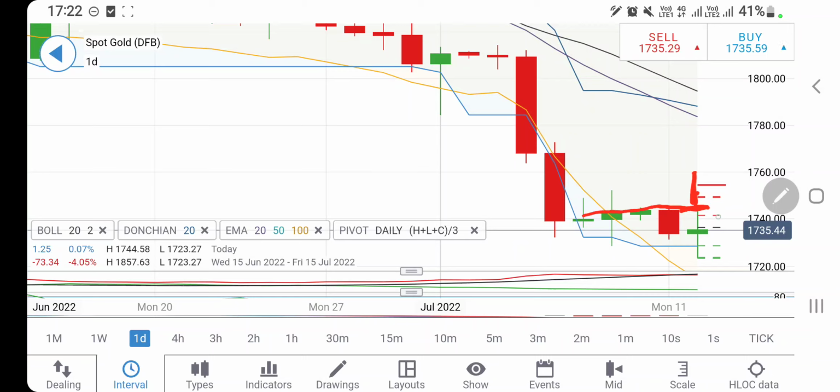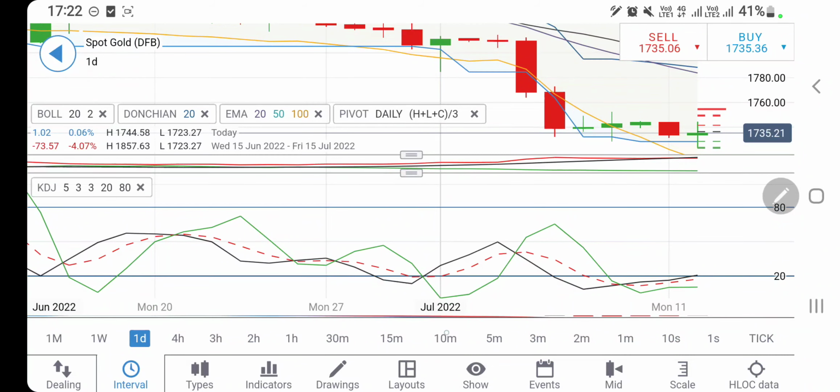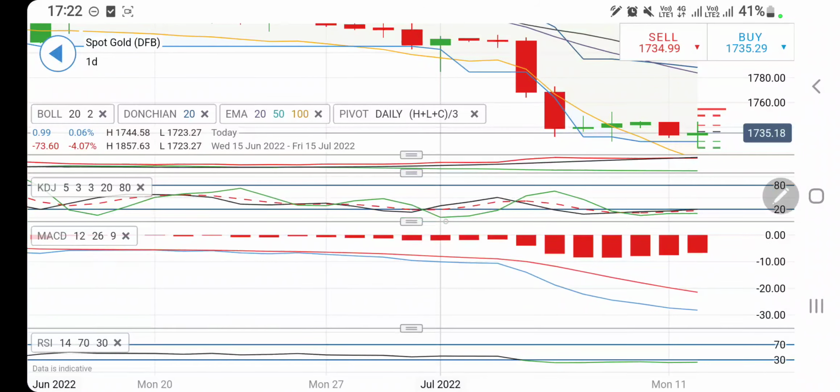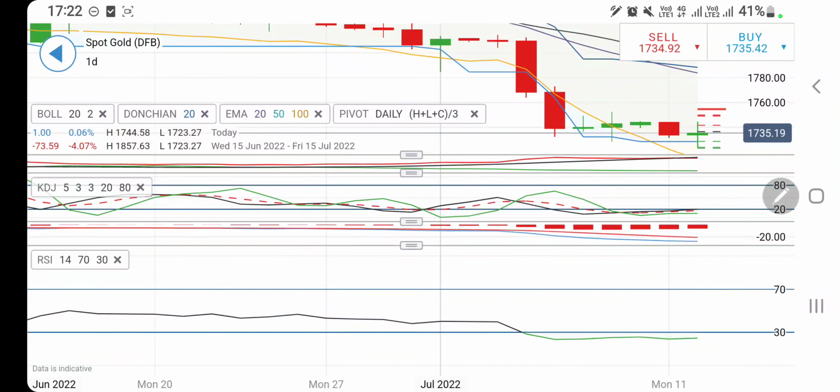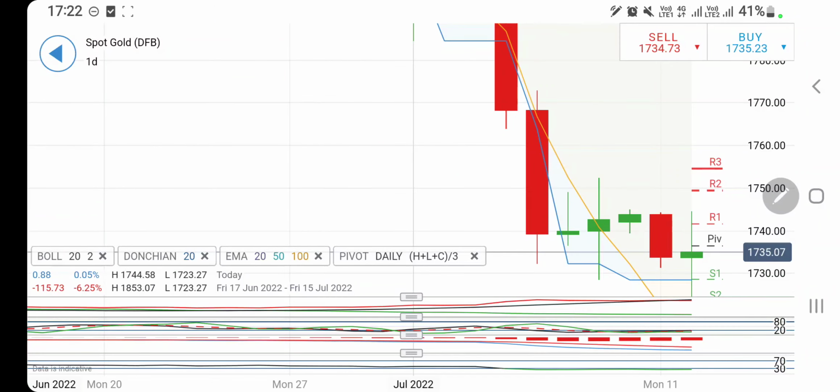That is very clear. At the same time, below 1724 we may see a good fall. Right now it is trying to consolidate in between these levels on the daily chart. Directional movement is bearish. Stochastic is trying to come out of the oversold levels. The MACD is also trying to converge from here. RSI is also oversold and hence a bounce back is expected, because it has been trading oversold for the last few multiple days.